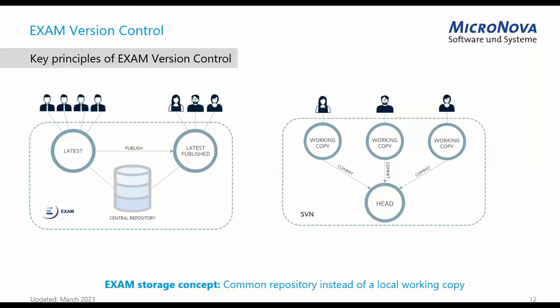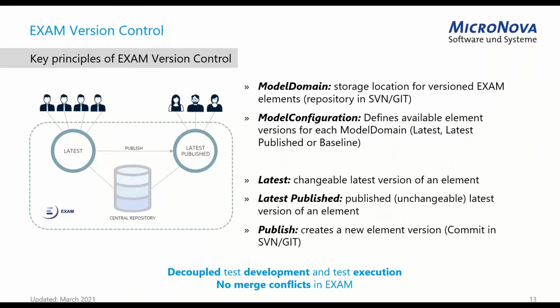So to focus on those key principles a bit more, let's look at the expressions that are defined for EXAM. So there is a model domain. When I'm speaking of a model domain, this corresponds to a storage location for all the versioned EXAM elements. You can compare this with a repository in SVN or Git. Another important object is the model configuration, and I can explain this to you on the graphics on the left side. A model configuration defines all the available element versions for each model domain. Means, instead of model domain, repository.